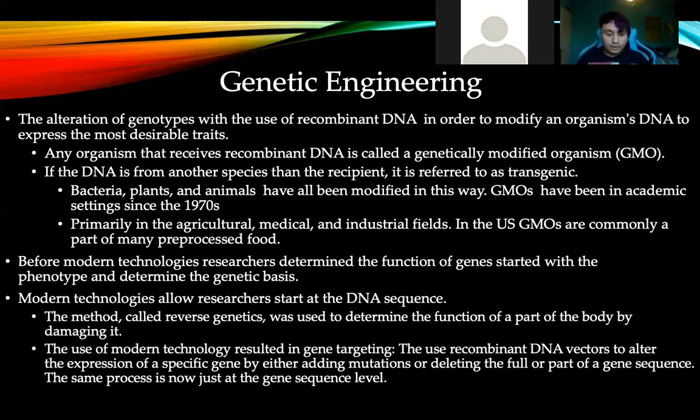The use of this modern technology has resulted in a process called gene targeting. Gene targeting is the use of recombinant DNA, or again, foreign DNA, vectors, again, plasmids, to alter the expression of specific genes by either adding mutations or deleting a full part of the gene sequence. The same process is now just at the gene sequence level. Next slide, please.